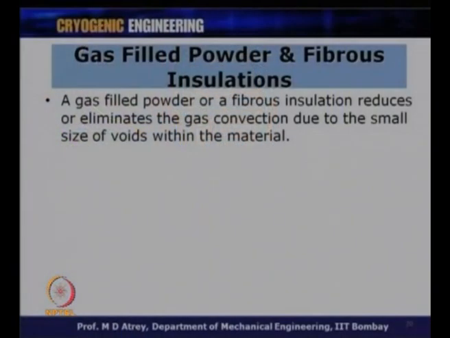So let us see the next insulation now, which is gas filled powder and fibrous insulation. A gas filled powder or fibrous insulation reduces or eliminates gas convection due to the small size of voids within the material. As the name suggests, it is basically a powder, of very small size material. So small crystals could be there, and between these crystals you will have gas, and later on we find that it could be evacuated also. Instead of powder, we can sometimes have fibrous material also, and therefore this is called gas filled powders and fibrous insulation.